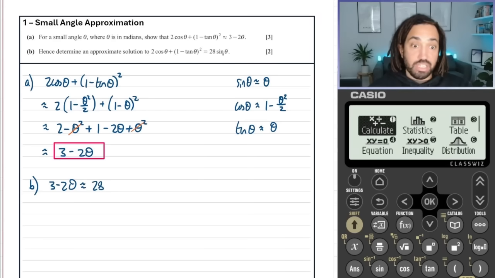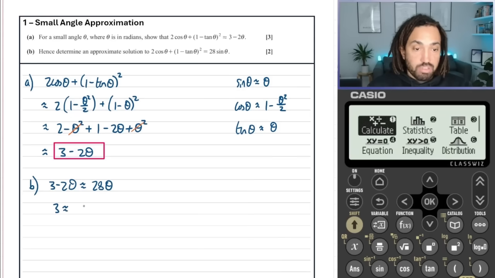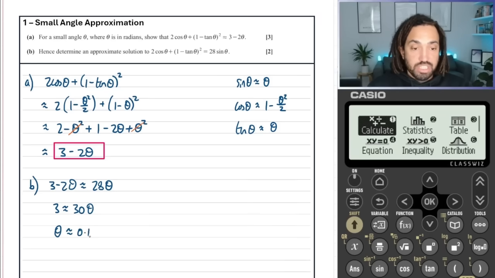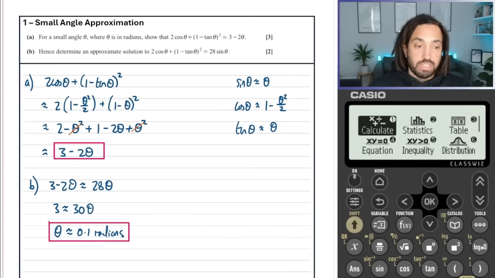And sine theta, again, because we're working in small radians here, sine theta is theta. Okay, so therefore 3 is approximately, add the 2 theta over, gives us 30 theta. Divide through by 30 gives us that theta is approximately 0.1. And of course that must be measured in radians. And that is it. Perfect.